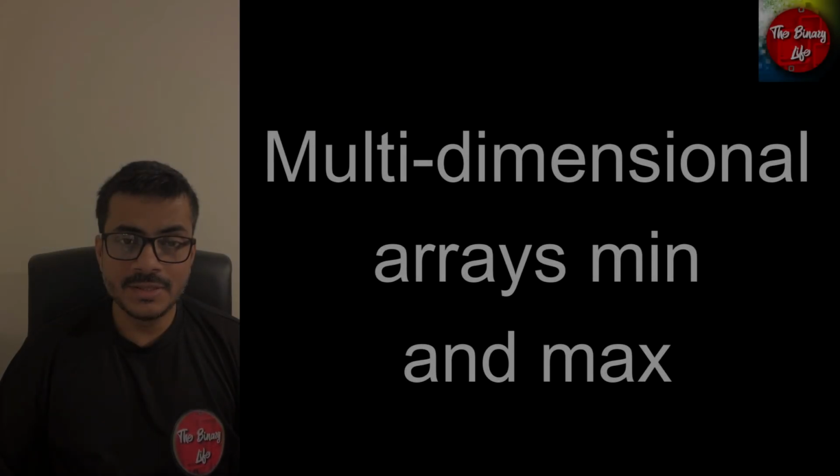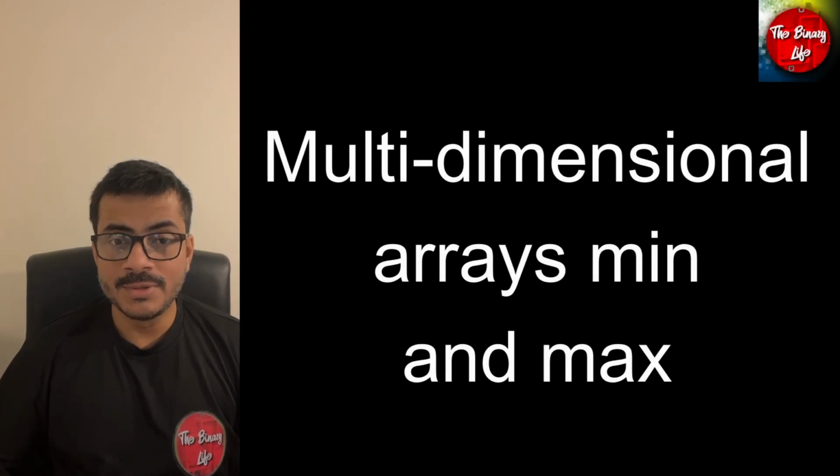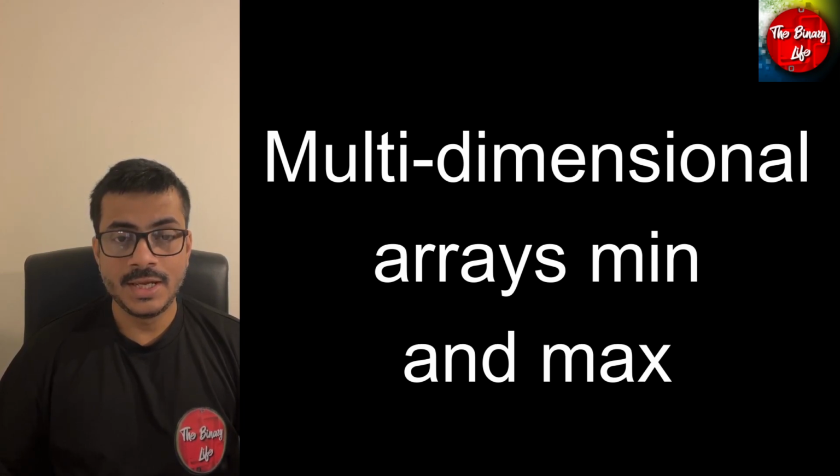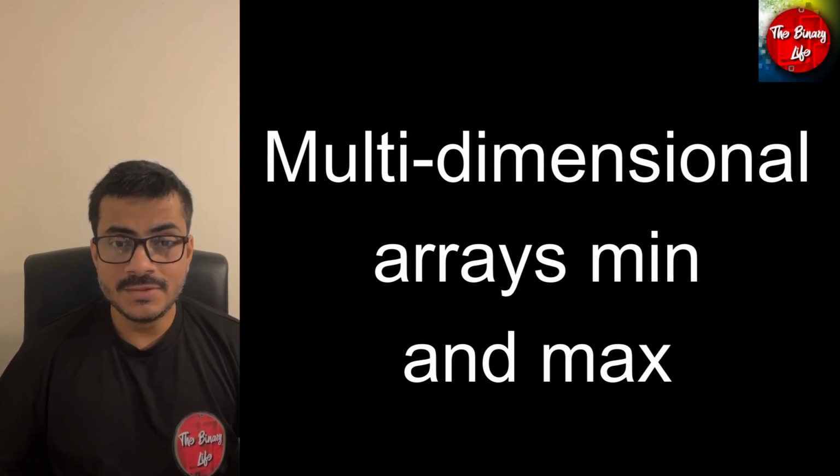In this example, the idea is to create a two-dimensional array consisting of m rows and n columns, and how to find the minimum and the maximum element within that array. So this will give you a chance to understand how we work with multidimensional or two-dimensional arrays in Java. So let us see how that is done.